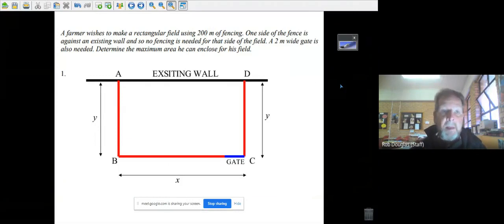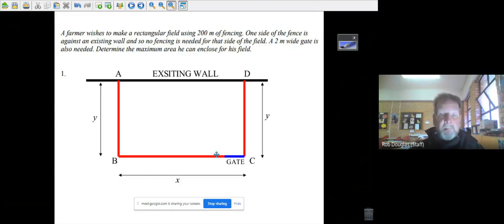Okay, this is Calculus 8. We're looking at optimization. And I think I'm just going to start off with explaining the first example in Mr. Autry's notes here. There's a farmer, and he wishes to make a rectangular field using 200 meters of fencing. One side of the fence is against an existing wall, so he doesn't have to use that part. So there's no fencing needed there. There's a 2-meter wide gate that's required.